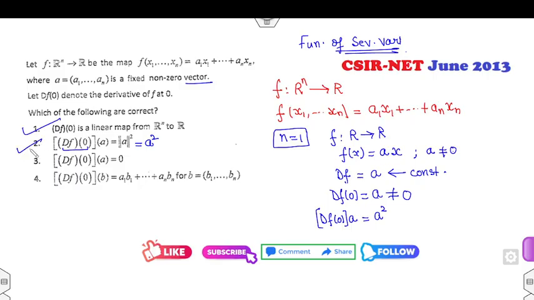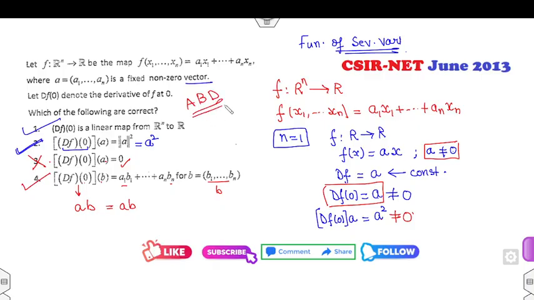Which is the correct option. D of f0, if I multiply this by a, it will be a square, and he said 0. But clearly a is non-zero, so this number is again non-zero. In D of f0, this part is a, this is b, but n is 1, so it is only b, so that is ab. That is the correct statement. So the right answers are a, b, and d. You can see I have transformed the function of several variables to a single variable, and you can get your answer again in a simple manner.